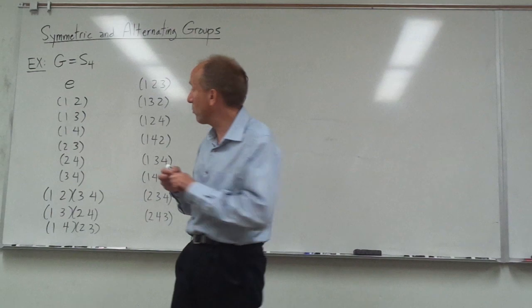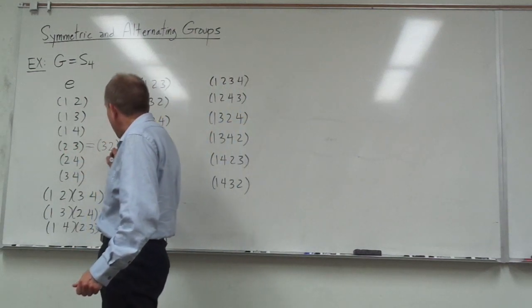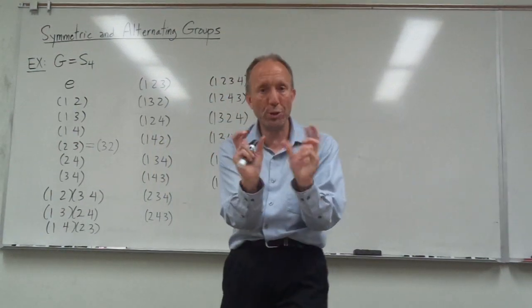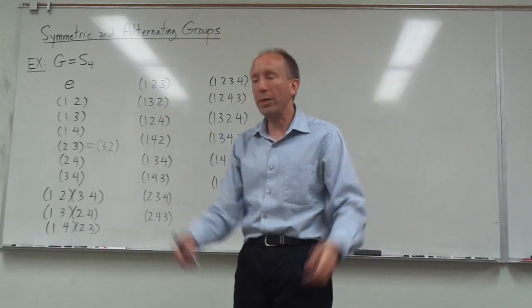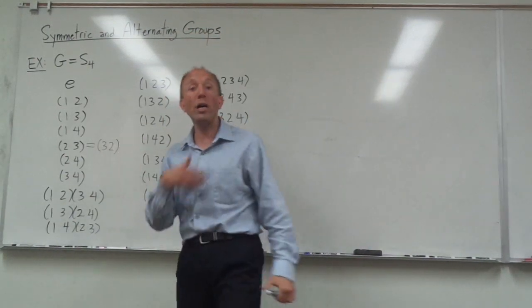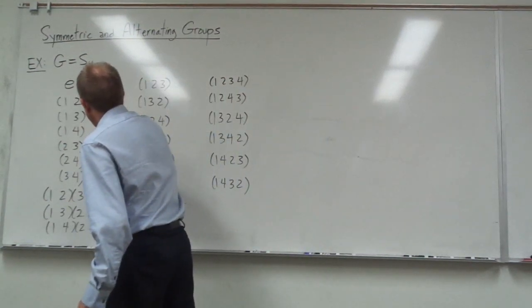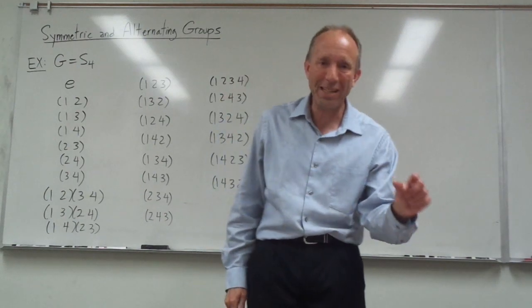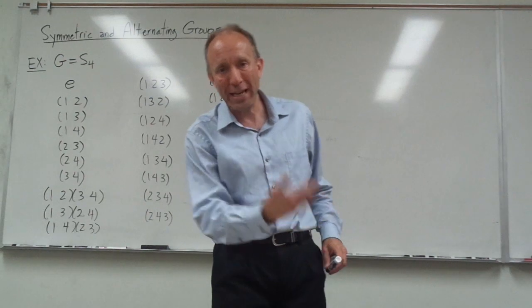By the way, for example, (2 3) is the same as (3 2). It's the permutation that swaps 2 and 3 and fixes all of the other numbers in the set. In this case, it would fix 1 and it would fix 4. So I don't have to write the cycles that have the first number larger than the second number. Here I've listed them all with the first number smaller than the second number.